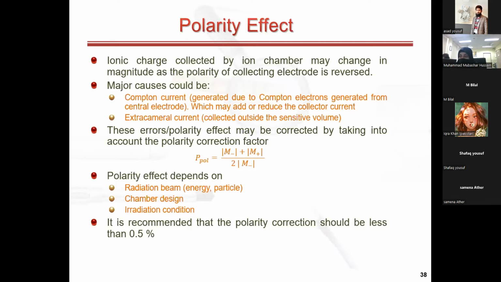So this is the polarity effect. And there is another component called extracameral current, which is the same as stem effect, the current produced inside the stem of the chamber. Again, if we are collecting the electrons, the collector current would be increased, and if we are collecting the ions, it would be decreased. Collection of ions or electrons depends upon the polarity that we are using. To correct for this, we need to calculate the polarity correction factor. If there is no Compton current and no extracameral current, then the polarity correction factor would be 1.